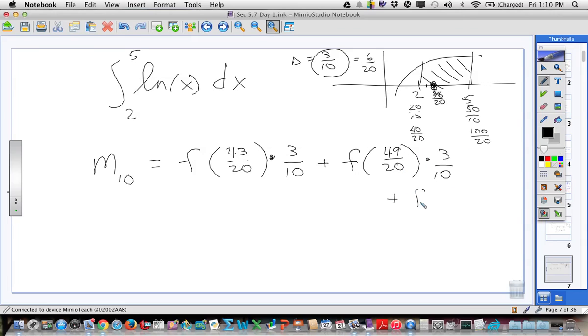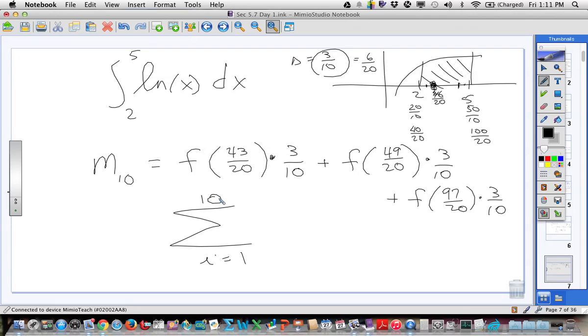And the last one is what? 94. Yeah. This would be 94, but the midpoint, right, is half a width. Think of that. The last midpoint is half a width from the right edge, isn't it? So half a width would be 3/20 away from there. So it would be 97/20. Okay? Now, if I'm going to write that sigma, I'm going to still go 1 to 10 for midpoints.